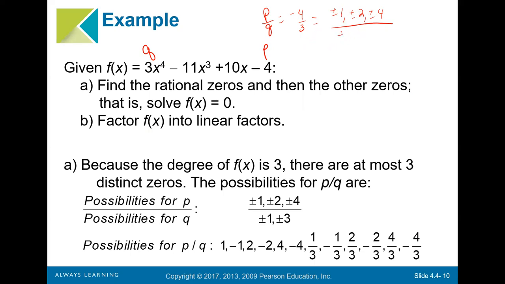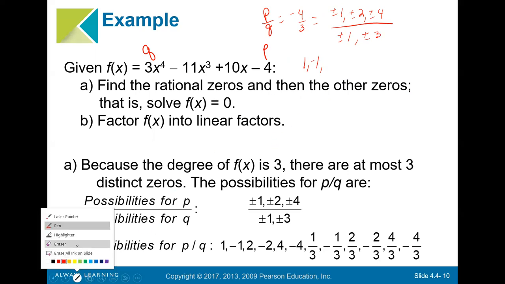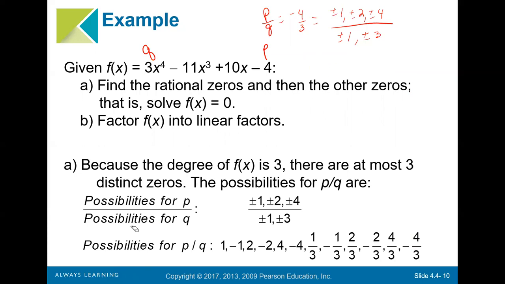Now let's look at Q. Well, Q is prime, so it's just going to be plus or minus 1 and plus or minus 3. Okay, so those are my prime factors. And now what I need to do is determine all possibilities. So I got plus or minus 1 divided by plus or minus 1. So I know that I'm going to have a possibility of a positive 1 and a negative 1. Then, you know what, let me not skip this step. I know down here at the bottom they're showing you, but I want you to see how we get it.